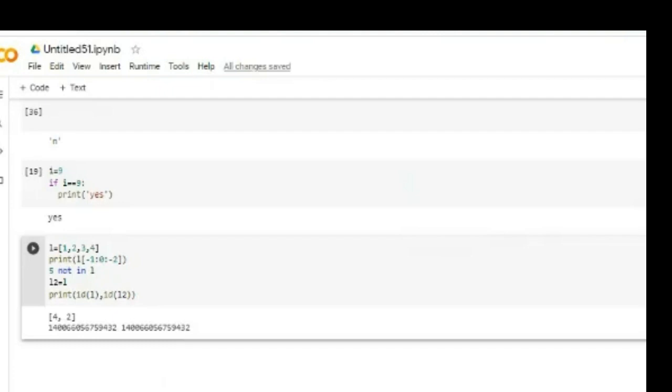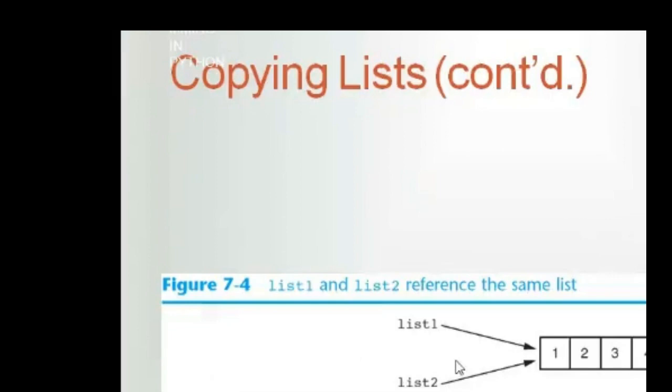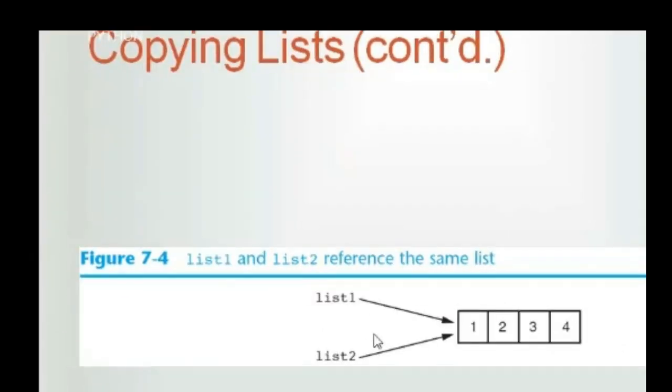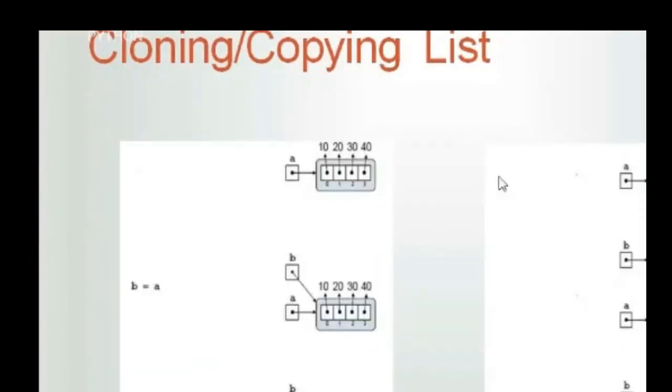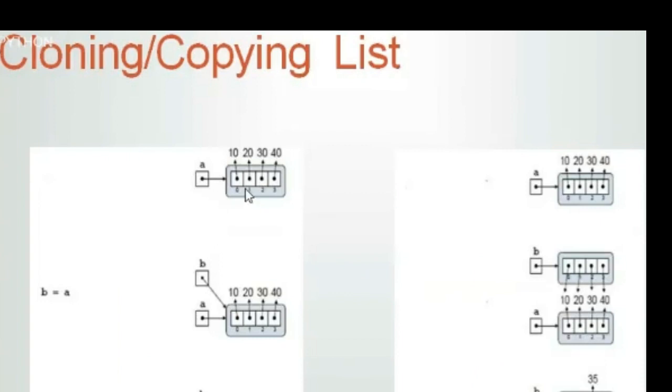Can you get this? L is 1, 2, 3, 4, which is pointed by L2 also. So the addresses of both are the same. So we are getting this one: they both are referencing the same list. So, if I have one list A equal to 10, 20, 30, 40, and I make B also point to the same one.